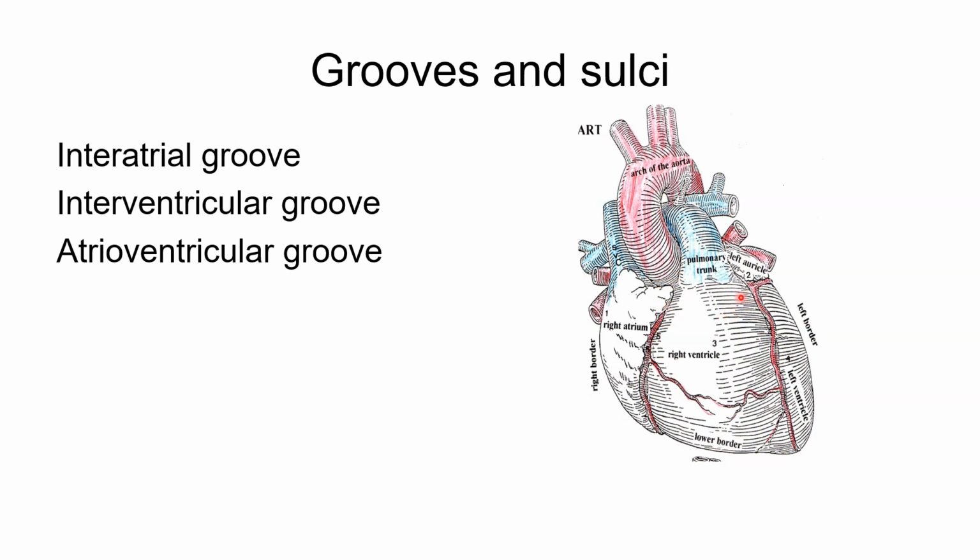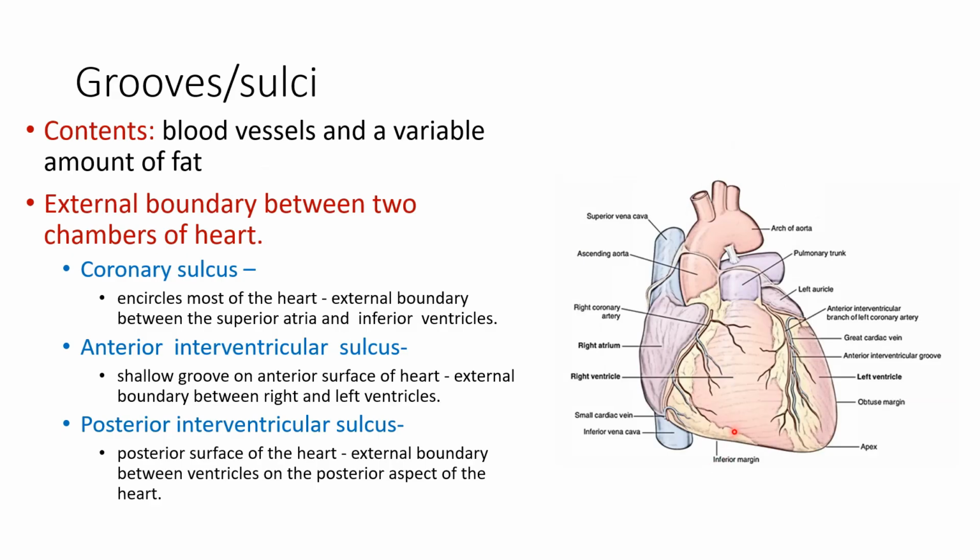Then there is the interventricular groove, which is seen both on the sterno-costal or anterior surface and the inferior or diaphragmatic surface. One is called the anterior interventricular groove, and on the diaphragmatic surface it is the posterior interventricular groove. Then there is the atrioventricular groove that separates the atria from the ventricles. What do these grooves or sulci contain? They contain the blood vessels and a variable amount of fat.